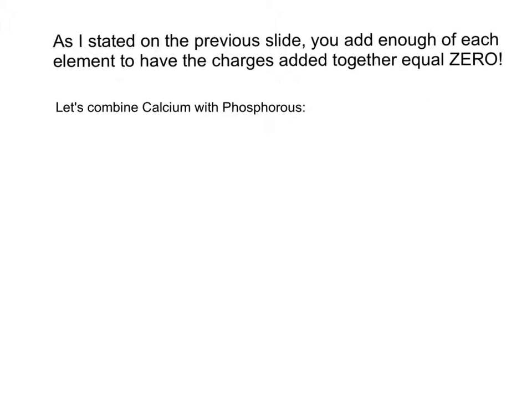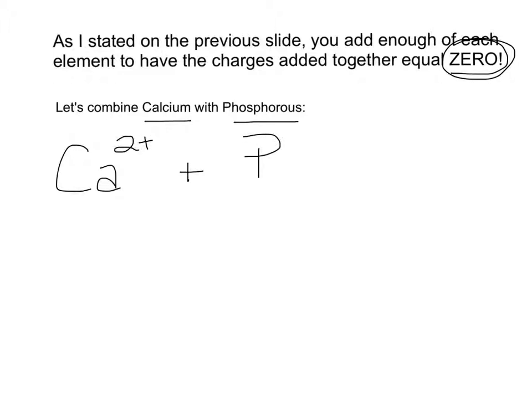Now we're going to combine calcium and phosphorus. Okay? And we need to make sure that the charges added together are always 0. If we look at calcium, it is in column number 2, and that means everything in column 2 has a 2+ charge. We're going to combine that with phosphorus. If we look at where phosphorus sits on the periodic table, we can see it is 3 away from the noble gas column, so that means it can gain 3 electrons, so it forms a -3 charge.